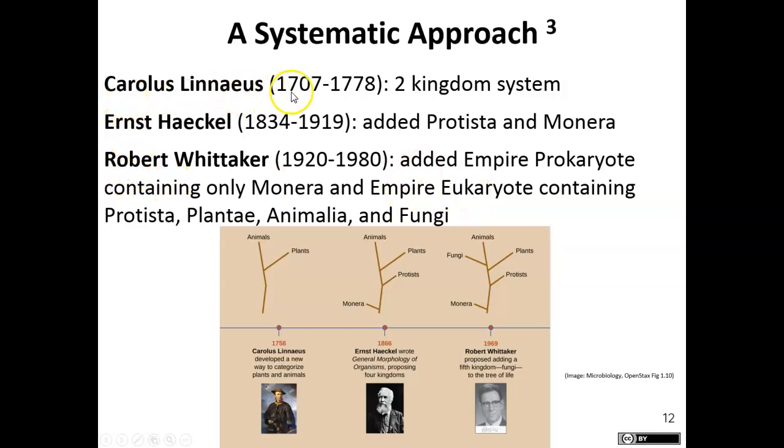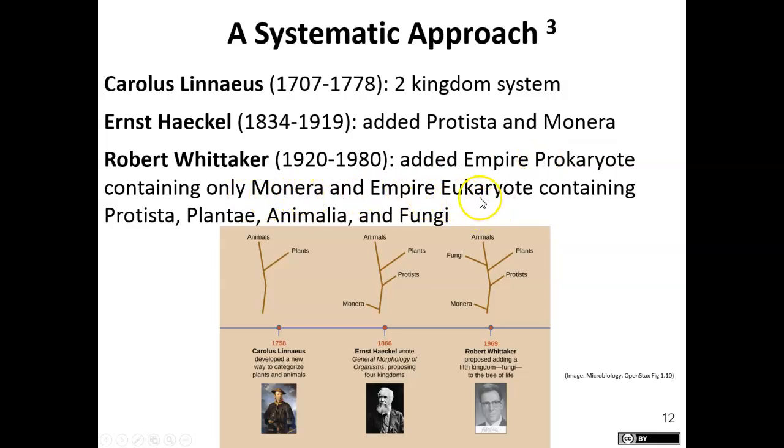We have Carlos Linnaeus, who in the 1700s had made a 2 kingdom system, plant and animal. Then Ernest Haeckel added Protista and Monera. Protista, unicellular organisms with a nucleus. Monera, unicellular organisms without a nucleus. Robert Whittaker then added 2 empires, Prokaryote Empire, which only contained Monera, no nucleus, and then the Eukaryote Empire, which contained Protista, plant and animal, and fungi. So now we're adding fungi into the mix. All of these organisms have a nucleus, whereas monerans have no nucleus.